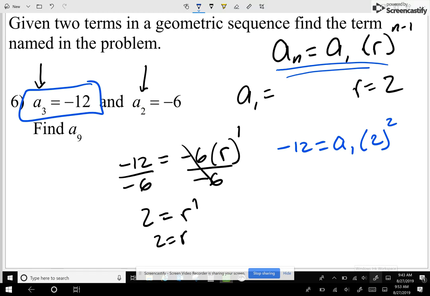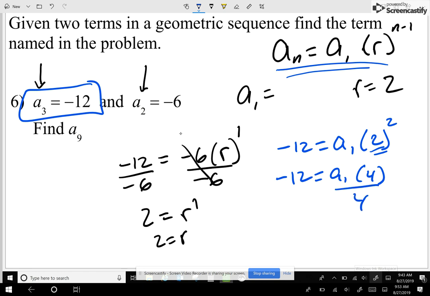As soon as I said I'm using a sub 3, I already said from the formula on the very top, n equals 3, right? Because I'm using a sub 3. So that's how I came out with negative 12 equals a sub 1, which I don't know what a sub 1 is, times 2 to the second power. My rate, we found out the r is 2, because I'm using a sub 3, n minus 1 is 2. All right, so I have that negative 12 is equal to a sub 1 times 4. Notice I did the exponent, 2 to the second power.